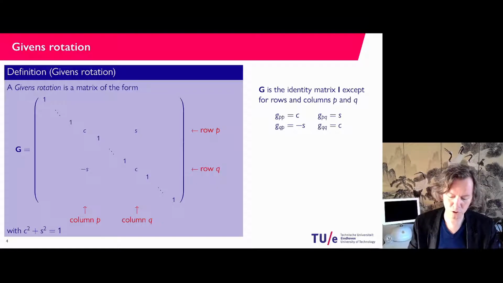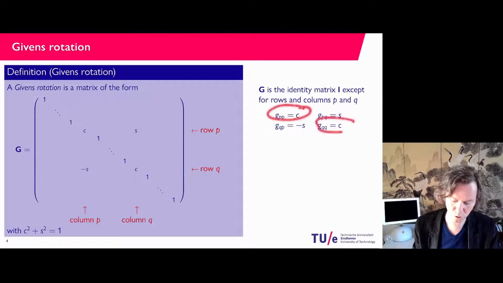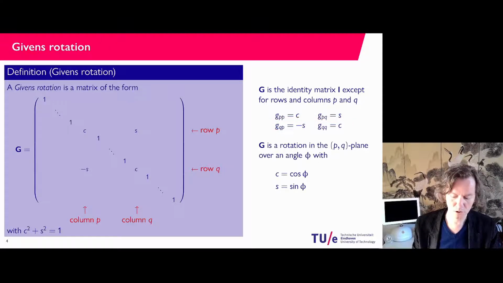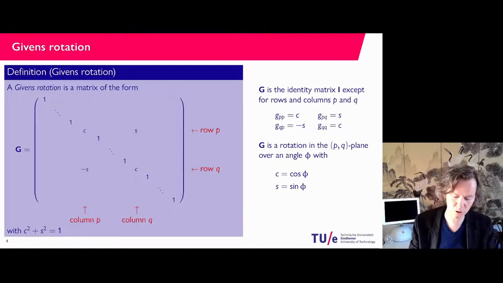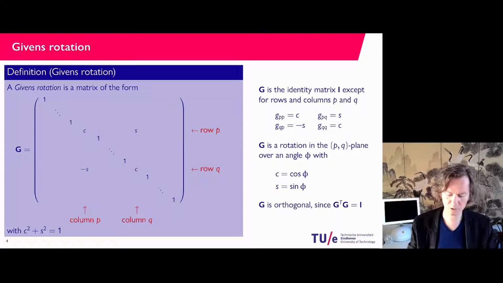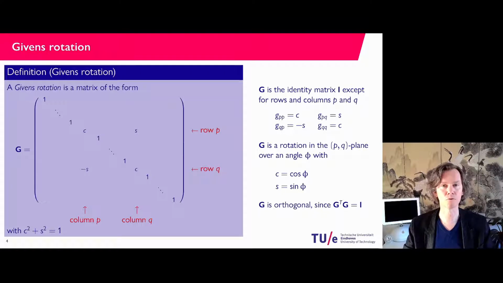So what I just told you is G is mostly the identity matrix, except for rows and columns P and Q, and then G_PP equals C, G_QQ equals C, and the off-diagonal entries are S and minus S. So you can interpret G as a rotation matrix. It's a rotation in the PQ plane over an angle phi, and then C is the cosine of phi and S is the sine of phi. And G is orthogonal, since if you compute G transpose times G, you will find the identity matrix. So G transpose is the inverse of G.